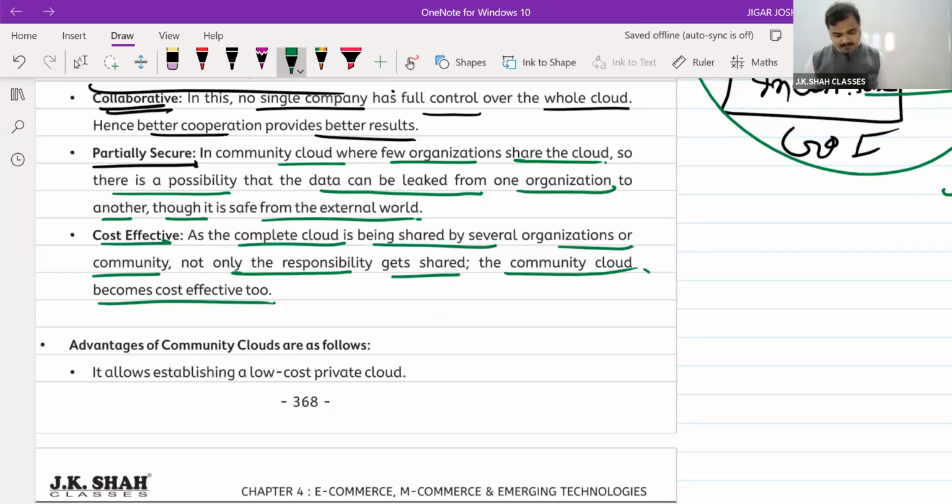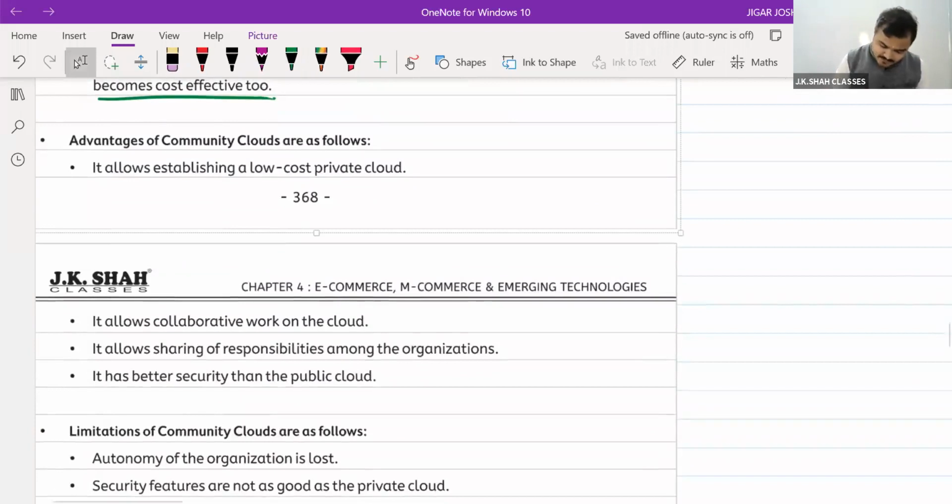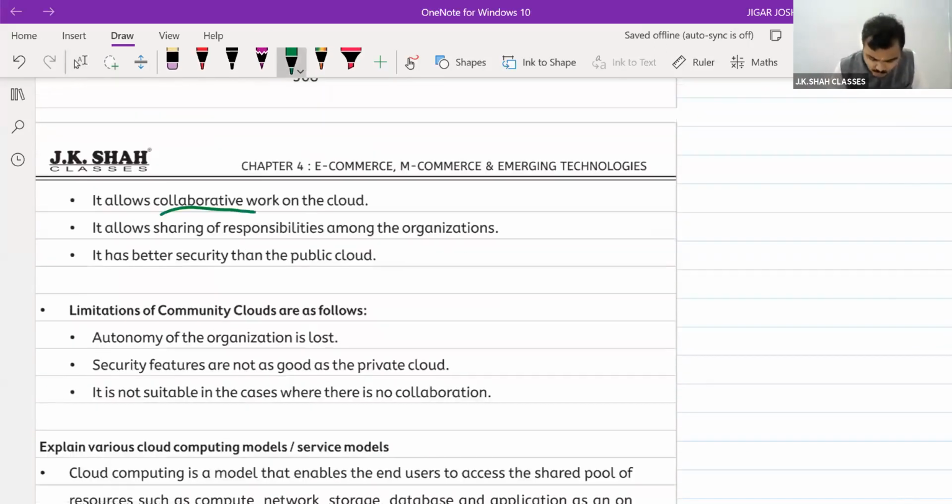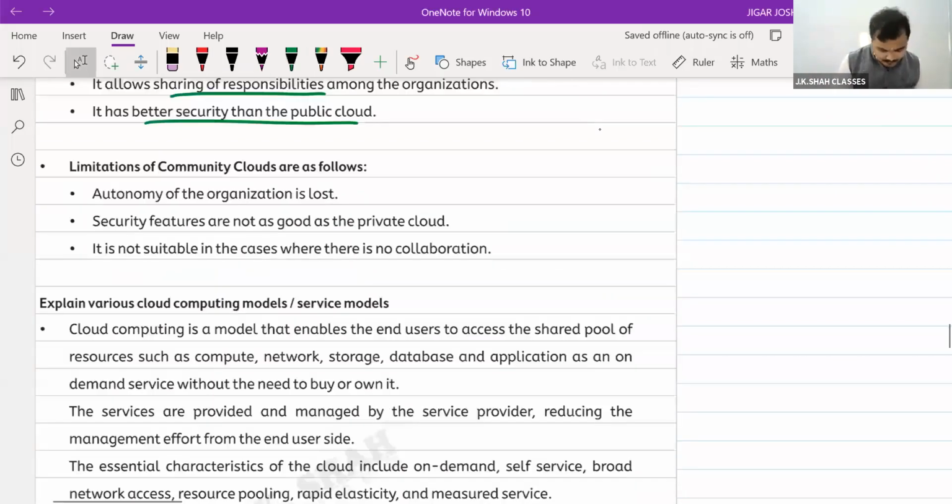Concept clear? Yes, sir. Advantages, sir: it is a low cost private cloud. Everyone enjoys the benefit of a private cloud at a low cost. Second, it is collaborative work. Everyone works together in one single cloud, sharing the responsibility. Everyone is responsible for their own security, sir. And it is better than public cloud, because if we keep data on a public cloud, it is tremendously risky. But at least community cloud gives us the benefit of high security. Yes? Yes, sir.